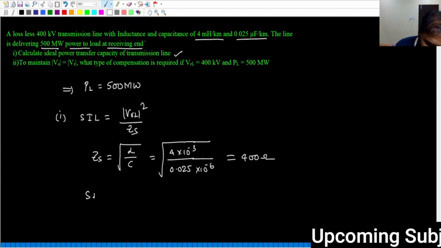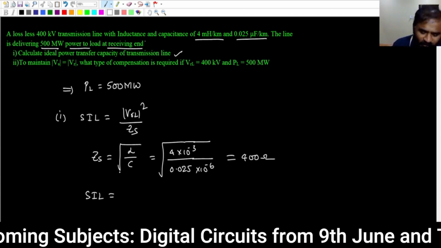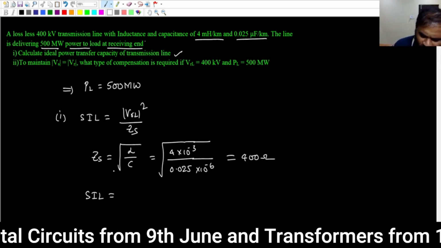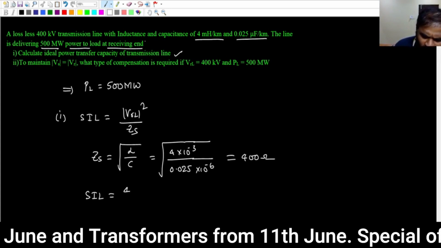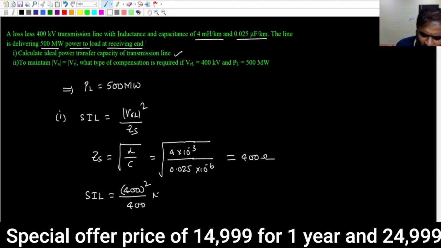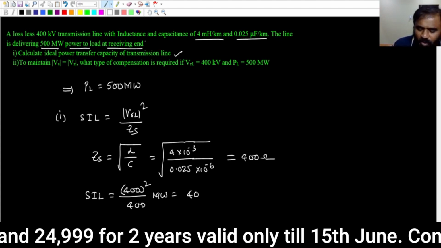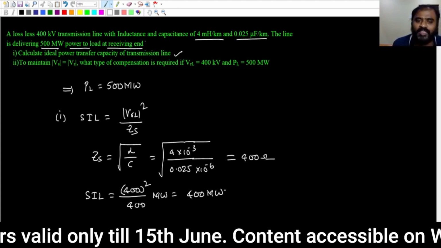So what is the surge impedance loading now? Our ideal power transfer capacity is nothing but the surge impedance loading. What is the answer? Such a simple problem is also tested. Okay, careful. 400 square by 400, that is 400 megawatt, because kV square will give you mega. Directly I am writing. So we get 400 megawatt. That's what the surge impedance loading is.